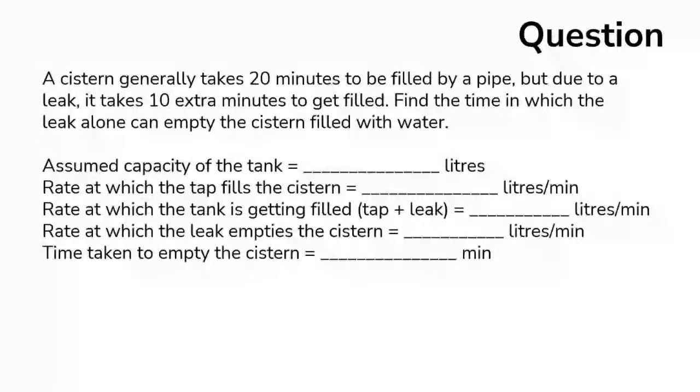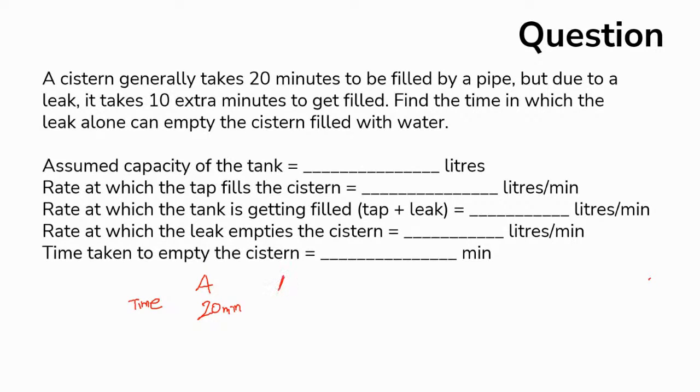So if you see the pipe alone, we don't know the total capacity of it. Before getting into the total capacity, first we try to understand what they're saying. The rate at which the tap fills the cistern, we don't know. So I try to assume it as pipe A. The time taken by pipe A to fill the cistern is usually 20 minutes.